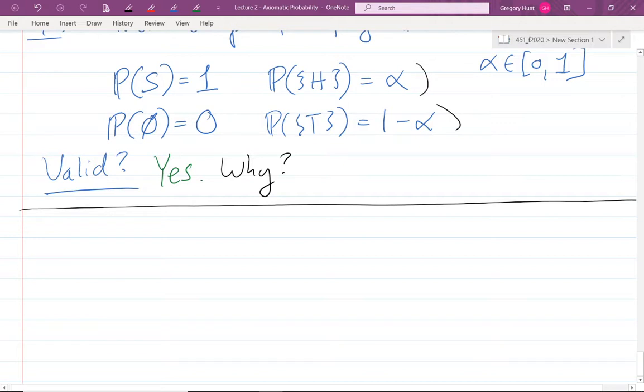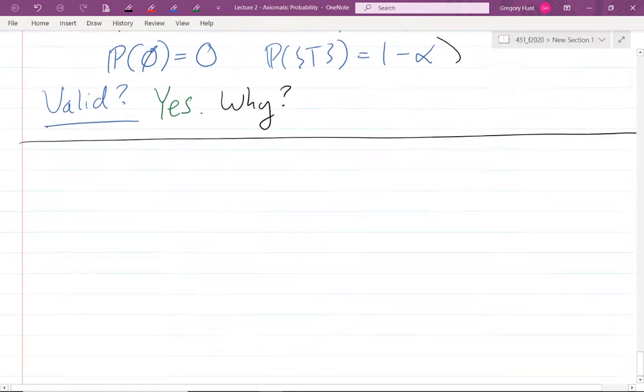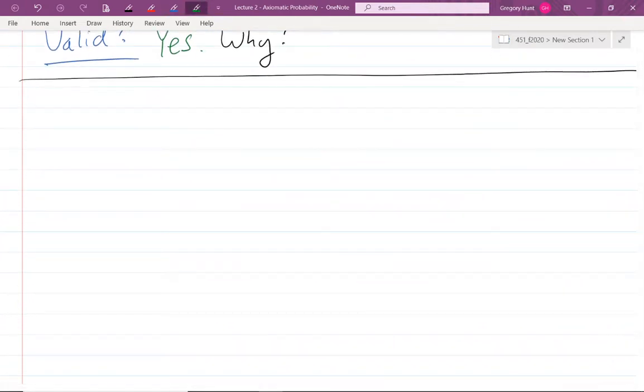So we're going to close with a theorem here. And the theorem is basically going to prove the previous question, but it's going to prove it more generally. The theorem is going to say that one of the common ways of building up a probability function is a valid way of building up a probability function. So let's look at an example.